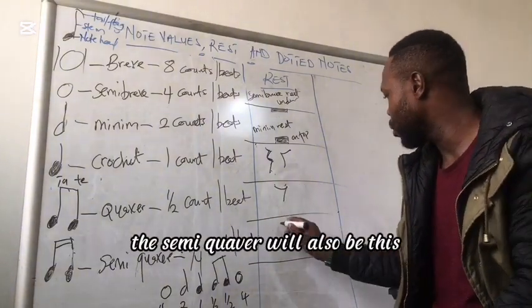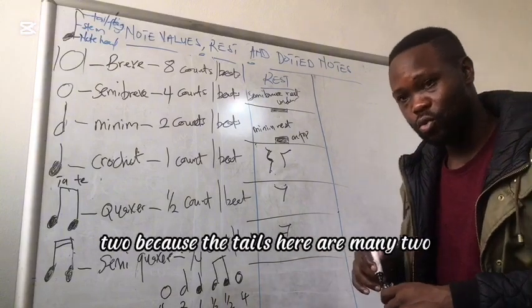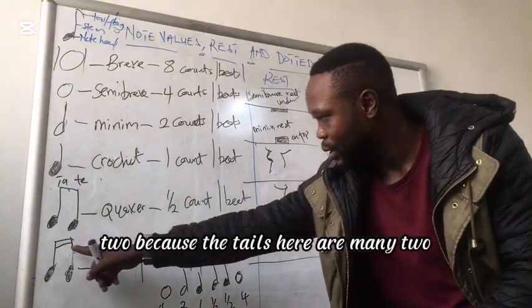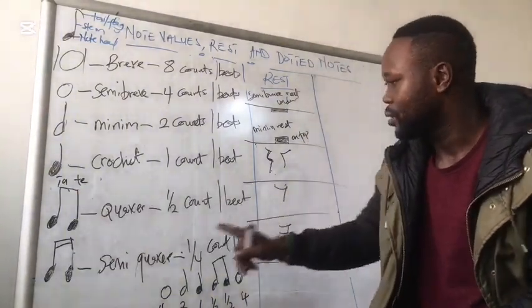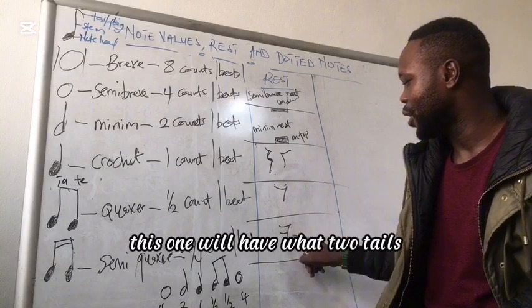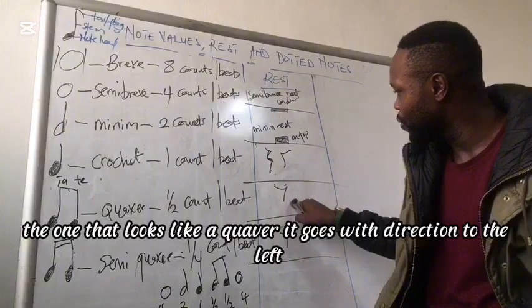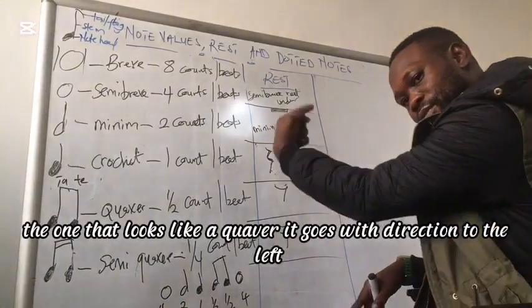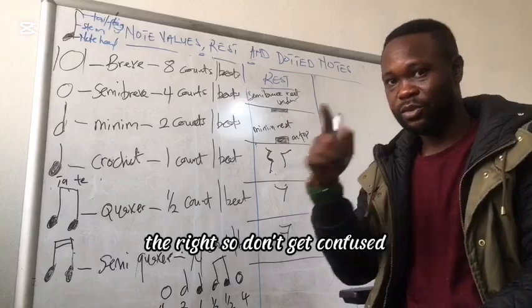The semiquaver will also be this, but it will have how many tails? 2, because the tails here, how many? 2. This one, the tail is what? 1. So the same thing will happen to the rest. So the quaver rest will have 1 tail, this one will have what? 2 tails. Mind you, the crotchet rest, the one that looks like the quaver, goes with direction to the left, but this one goes to what? The right. So don't get confused.